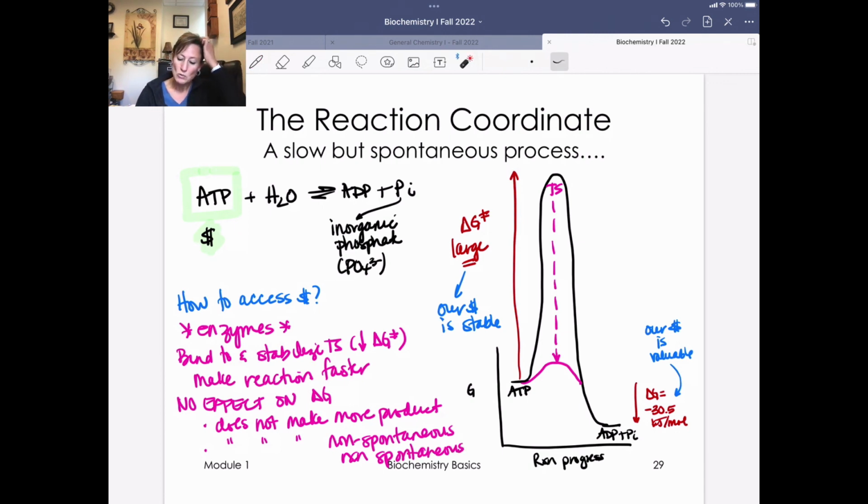Said another way, when we decrease this energy and we have an easier time getting up and over this hill, we just get to this predetermined amount of product faster. So we don't change the amount of product that we make. And if, for example, this was an uphill reaction, a non-spontaneous reaction, enzymes will not make a non-spontaneous reaction spontaneous. So I know this was a little bit longer of a video, reviewing thermodynamics and kinetics, and importantly, highlighting how they all come together with a reaction coordinate.